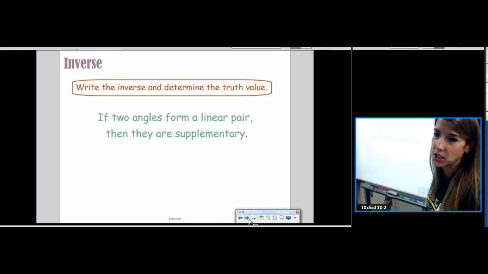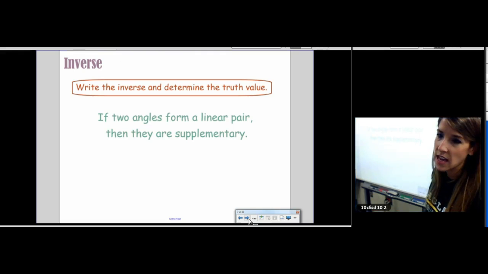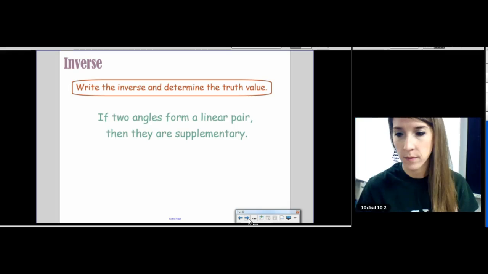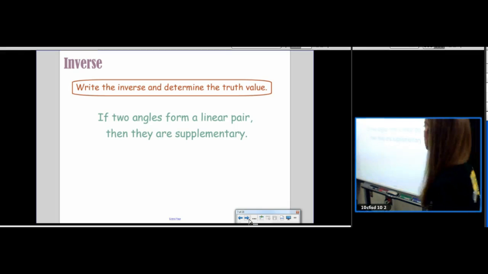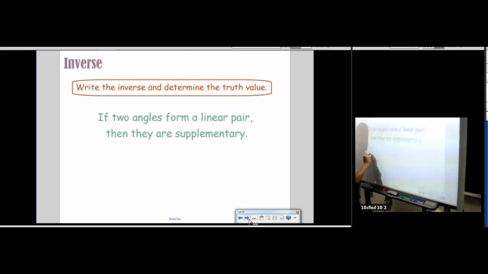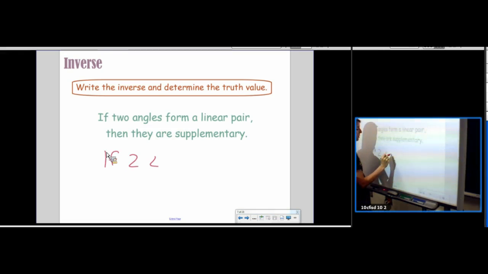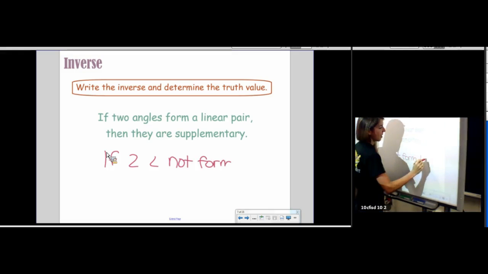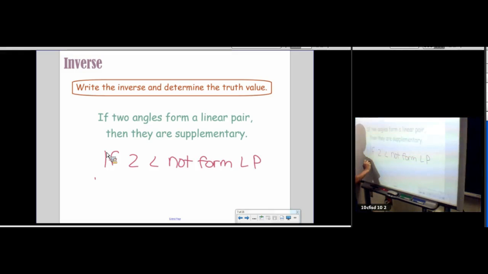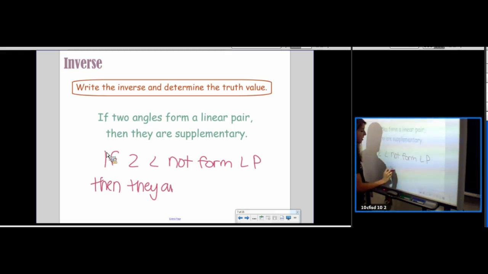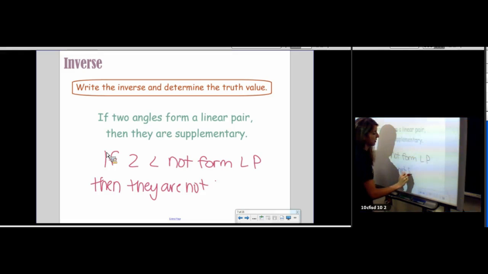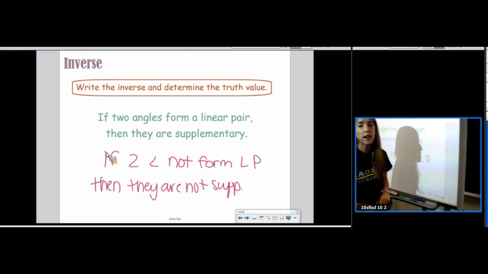Write the inverse and determine the truth value. If two angles form a linear pair, then they are supplementary. Okay, inverse. If two angles do not form a linear pair, then they are not supplementary. All right, let's do the truth value of both.